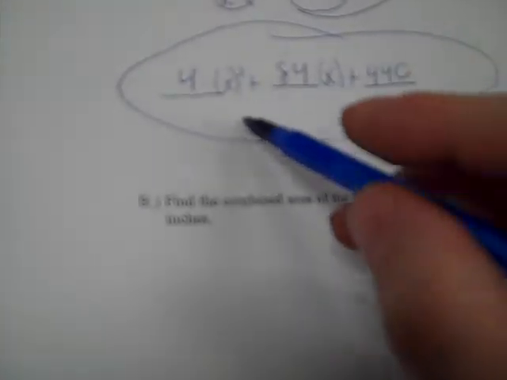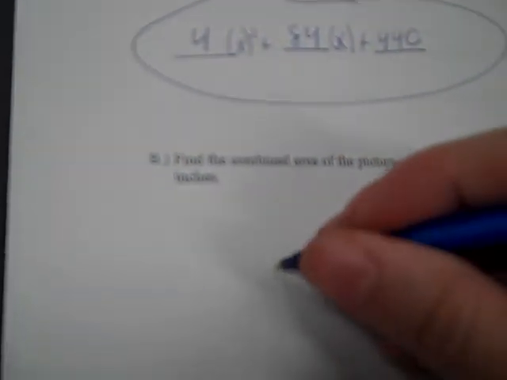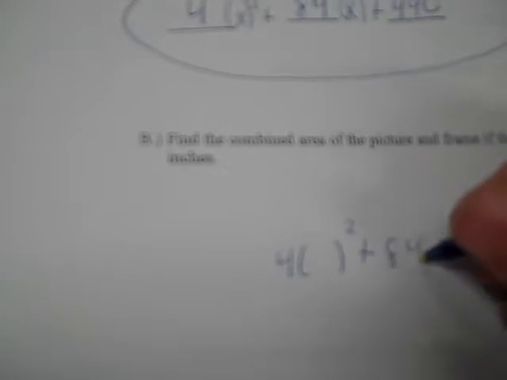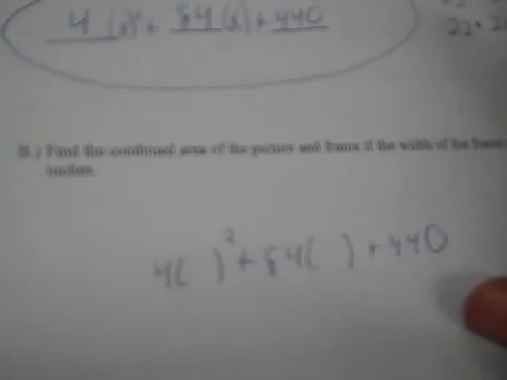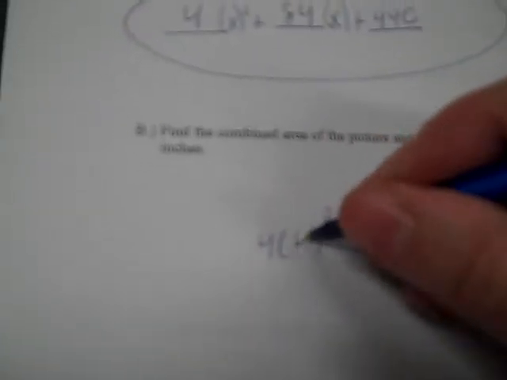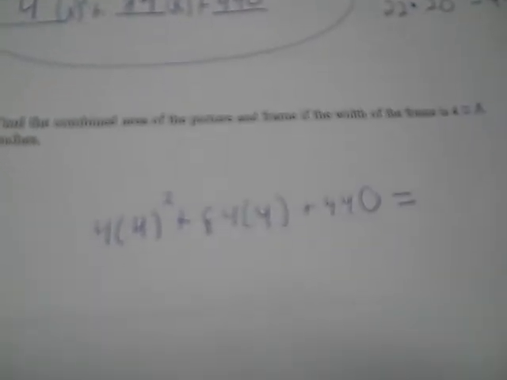Then down here, I'm going to just make the parentheses empty. So I have 4 parentheses, then to the second power, plus 84 parentheses, and then plus 440. Okay, now in those parentheses, instead of having x, we're going to put the number 4 in. Okay, and I can plug all that into my calculator.